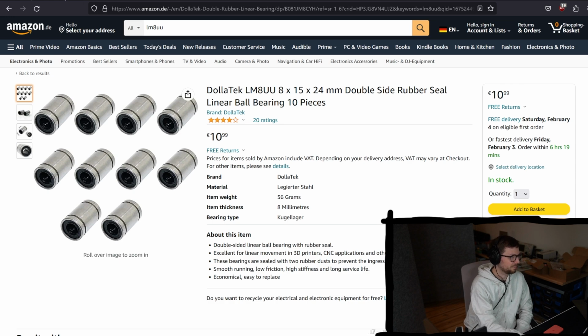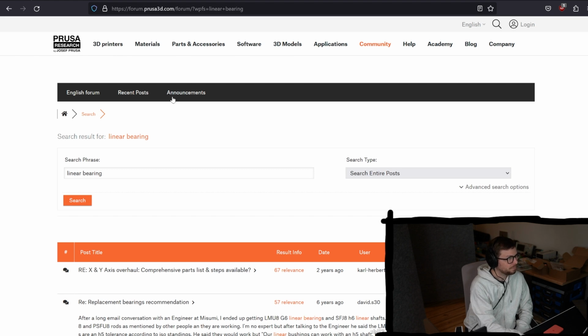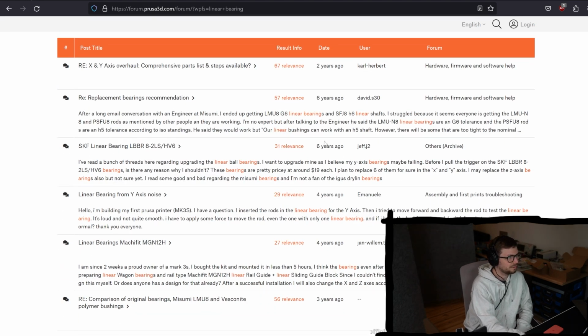So I thought about this, but then I did a bit more research and I went onto the Prusa forum to see if other people had a similar issue and if they have solutions for it. I typed in linear bearing and started reading some of the threads and issues that they have. And that's when I started to learn about replacement bearings and alternative bearings. They started talking about Misumi first of all. So apparently this is the better brand. So that's something I learned.